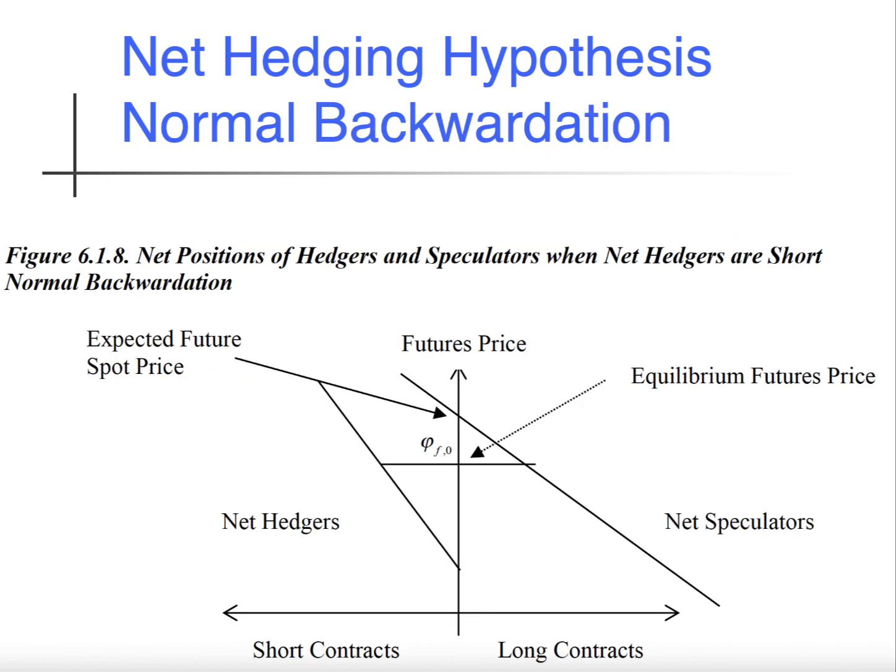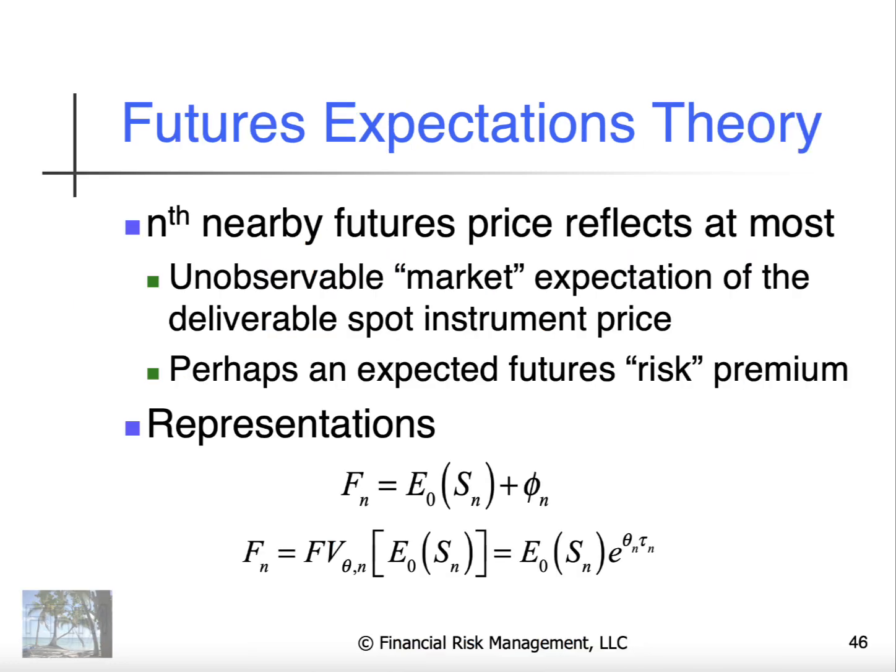If the net hedgers are short, then the risk premium goes the other way, and the speculators who are net long will receive a risk premium. The futures expectations theory is similar, but it basically says the nth nearby futures price reflects at most the unobservable market expectation of the deliverable spot instrument and perhaps an expected futures risk premium. So we could represent this either as a discrete amount or a continuously compounded amount, either way.